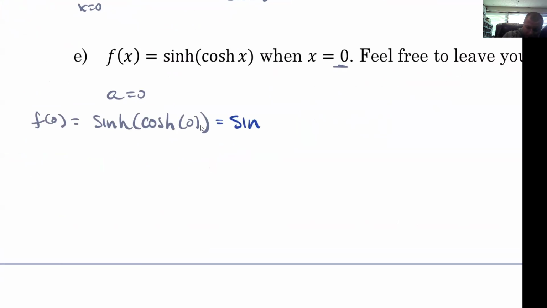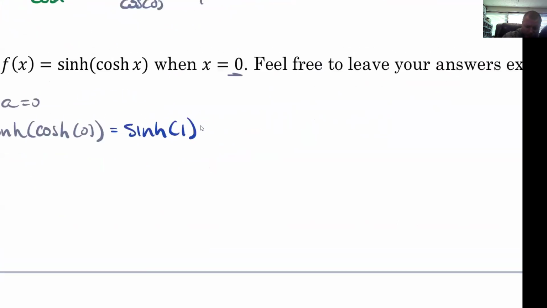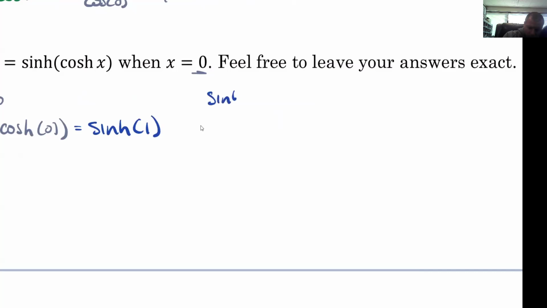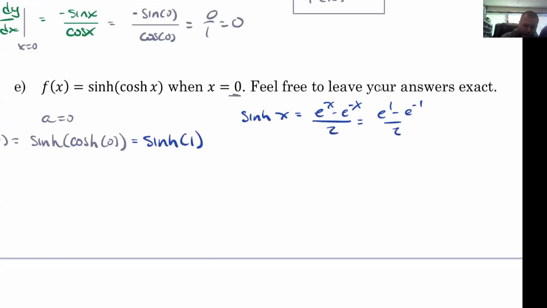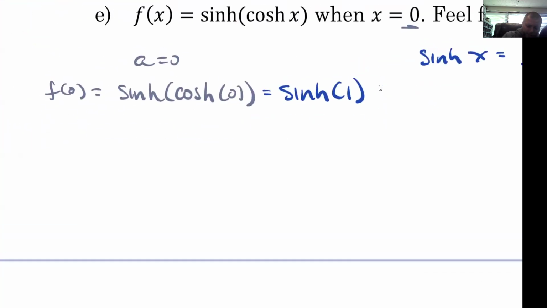So it's going to equal the sinh of one, which I'm going to leave as an exact value, right? If we really wanted to calculate what the sinh of one was equal to, we'd have to go back to the exponential definition of it, right? So it'd be e to the first power minus e to the negative first power over two, right? So if you're doing like technology or something, you may see it in some form like that as an answer. But I'm going to leave it as sinh of one.